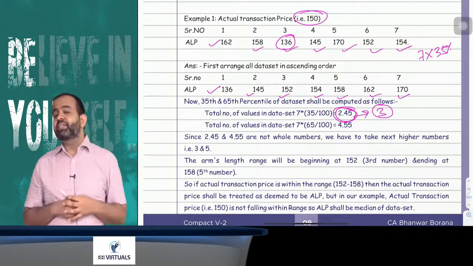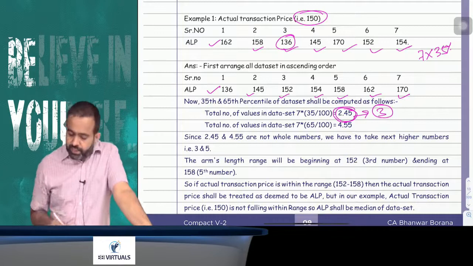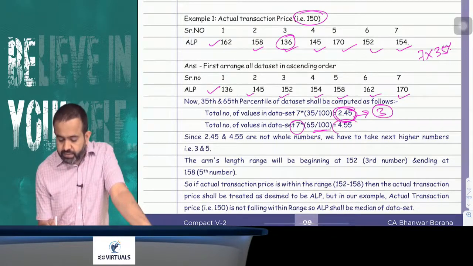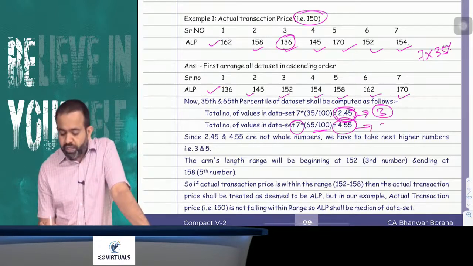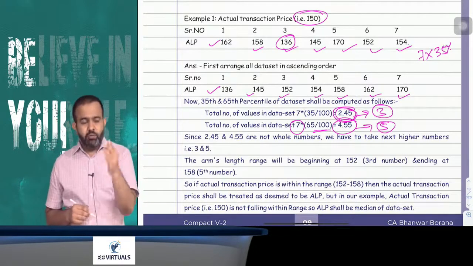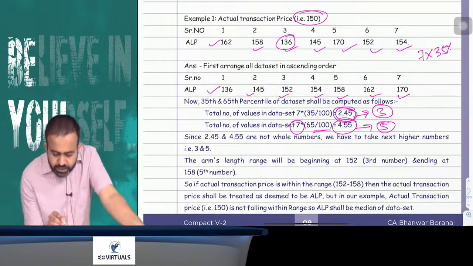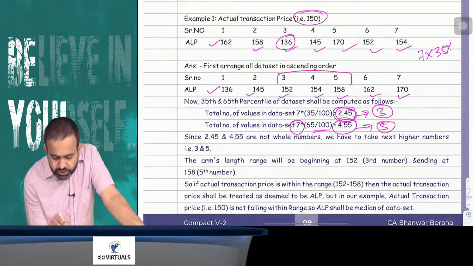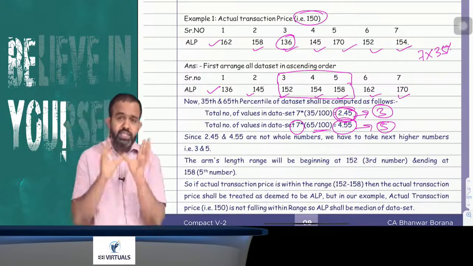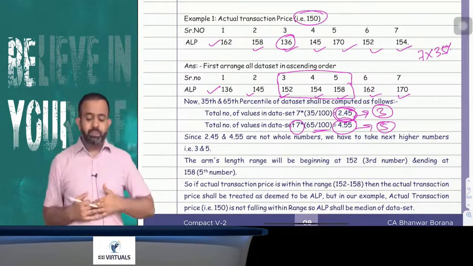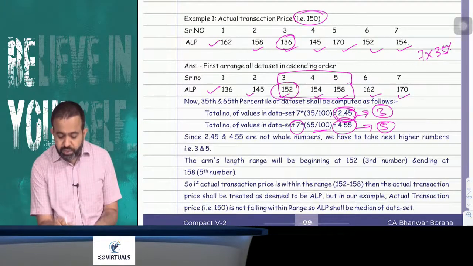After that, take the 65th percentile of the total values in the data set. So here the total values in the data set is 7. So 7 multiplied by 65 percent comes to 4.55, and here 4.55 is also not a whole number, so you have to take 5. So guys, from the third to the fifth value, you are getting one range. This is the range, that is 152 to 158. Means you got one range between the 35th percentile and the 65th percentile, and in this range the arm's length price is 152 to 158.